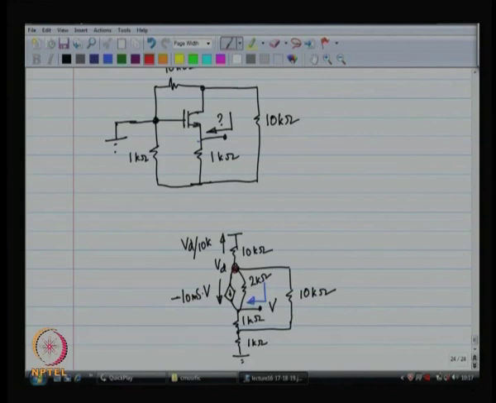What are we doing over here? Okay. We are trying to solve Kirchhoff's law at this particular node.